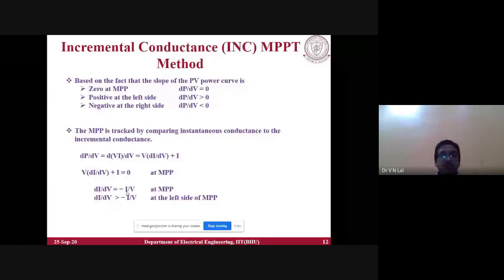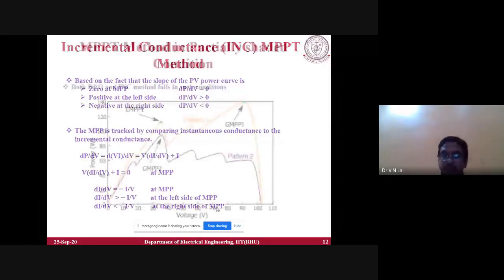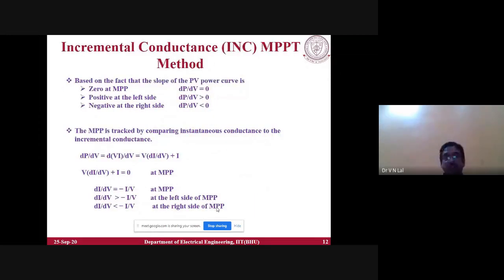So dI/dV should be greater than minus I/V for the left side, and dI/dV should be less than minus I/V at the right side of MPP. So increment and decrement of the voltage should be given accordingly, and finally it will settle at MPP. So this was about the MPP tracking for uniform irradiance.